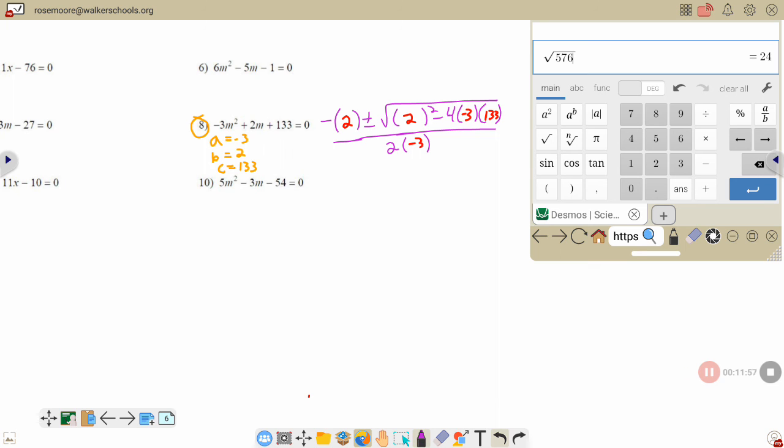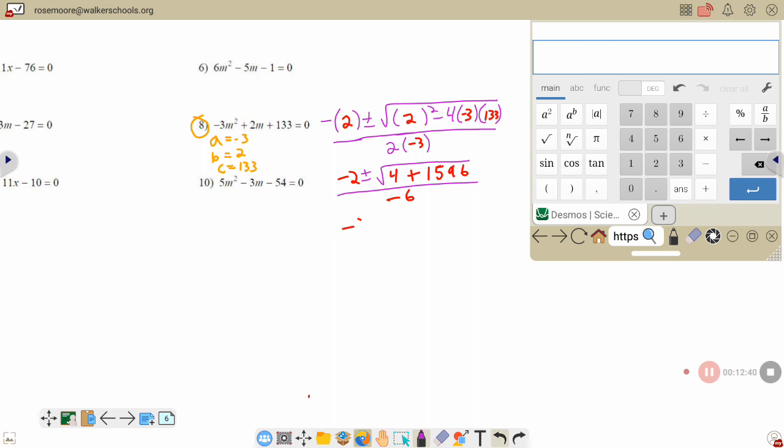Like so. So we will have negative 2 plus or minus the square root of 4. And this one's a little tricky, so we'll have negative 4. You can even write it like this. All right, of 1,596. 4 plus 1,000, yeah. 1,596, that's fine, over negative 6. All right. Well, this one actually turned out really pretty.